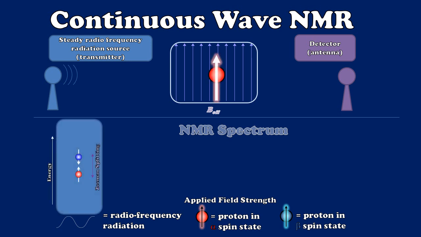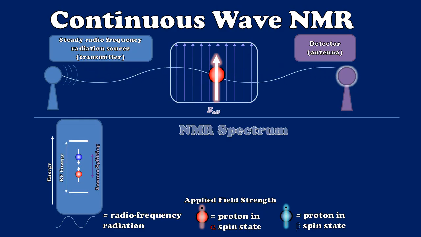If we place a sample inside of a magnetic field between the two, and that sample contains spin 1/2 nuclei, they will align themselves in parallel or anti-parallel states according to their Zeeman splitting energy. Now, let's produce a continuous wave of a single radio frequency. At the moment, that radio frequency is getting through to the detector.